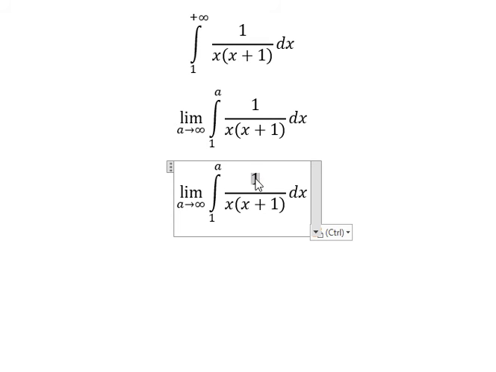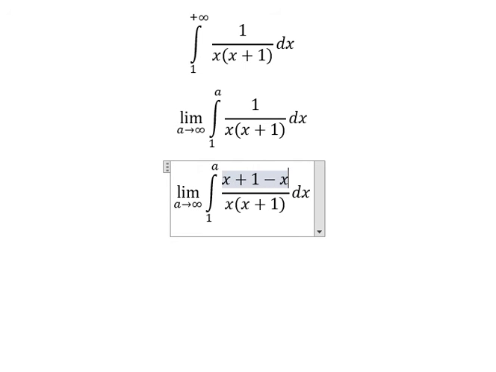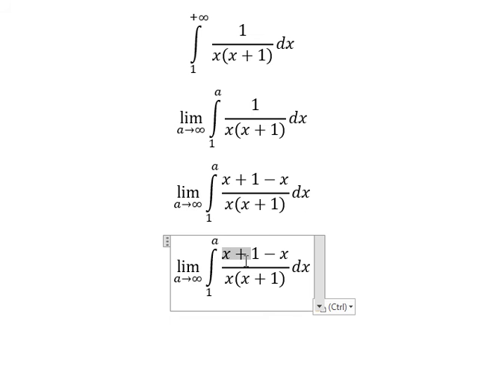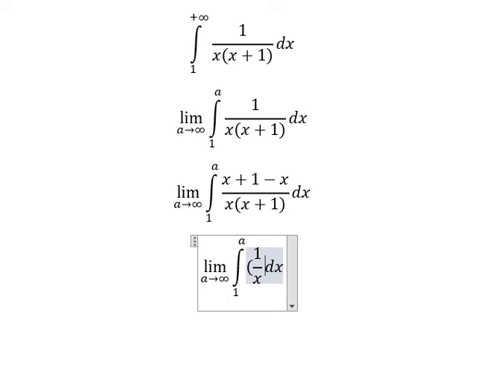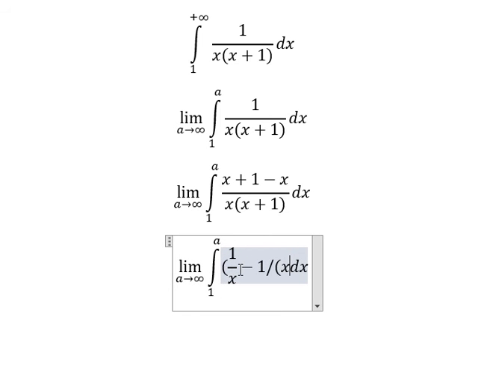On the numerator we have number 1. So in this situation I will add s. Later we need to minus s. So this one divided by this one and s divided by s. So we will have 1 over s minus 1 over s plus 1.